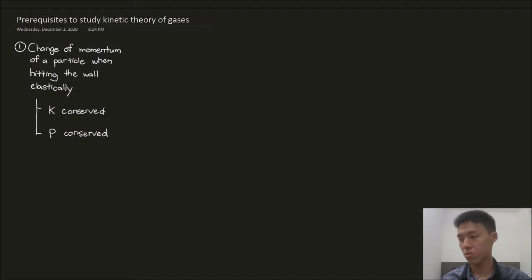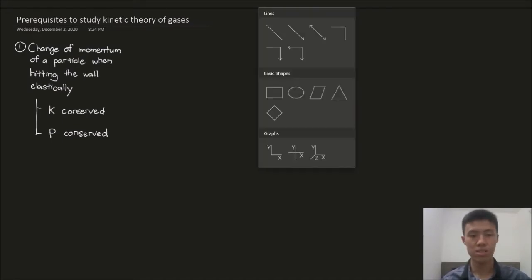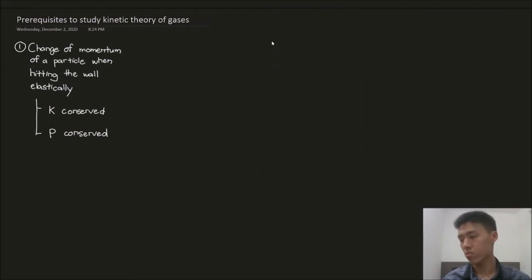So let's draw a situation, probably that will help us understand things better. Imagine we have a wall here, a gas particle, and this gas particle is moving towards the wall. If it's moving towards the wall, we say that it has an initial velocity, and we can say that this gas particle has a mass of m. Now let's try to determine the change of momentum of this particle if it's colliding with the wall elastically.